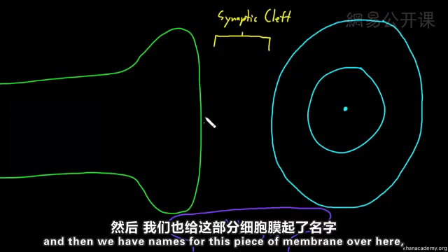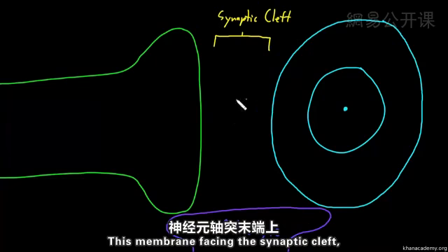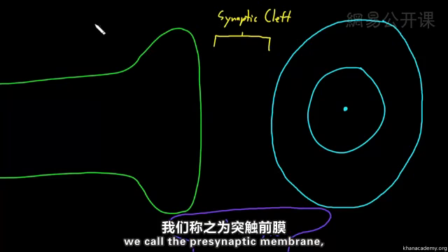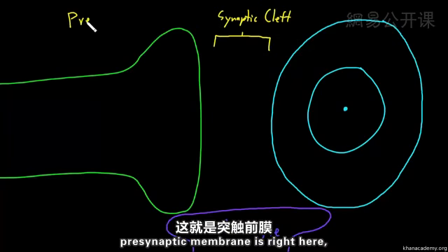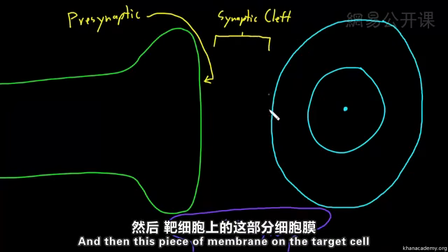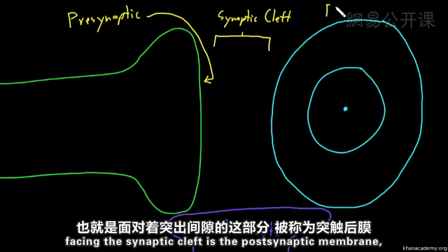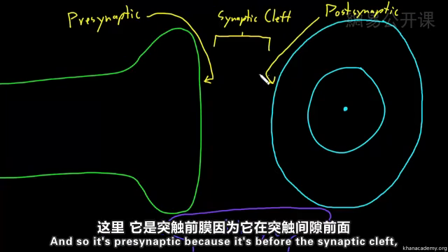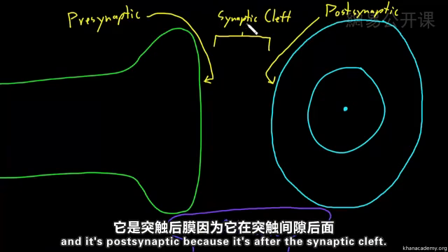And then we have names for this piece of membrane over here and this piece of membrane. This membrane facing the synaptic cleft on the axon terminal of the neuron we call the presynaptic membrane. Presynaptic membrane is right here because it's before the synaptic cleft. And then this piece of membrane on the target cell facing the synaptic cleft is the postsynaptic membrane. Postsynaptic membrane, and that's right over here. And so it's presynaptic because it's before the synaptic cleft, and it's postsynaptic because it's after the synaptic cleft.